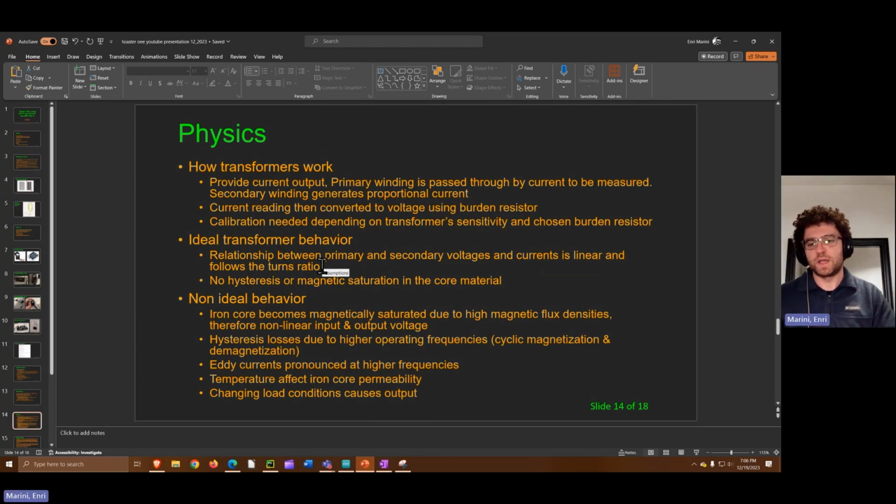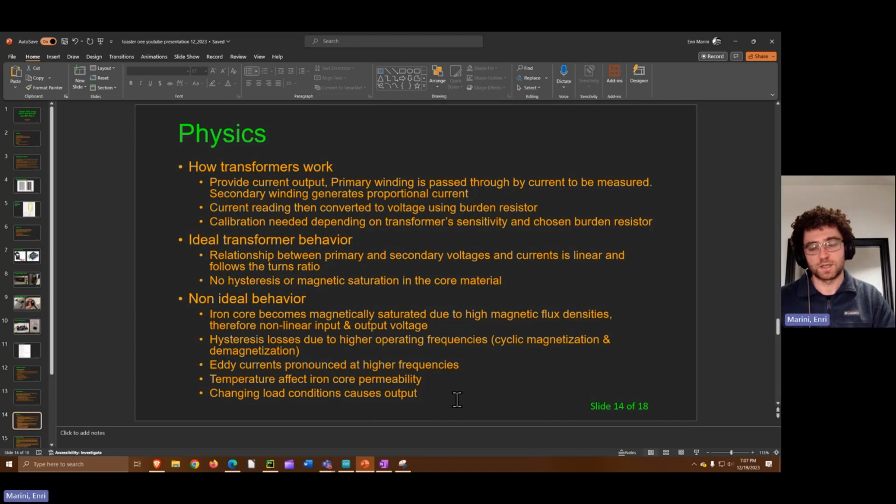And to take a step back, when I mentioned earlier that not a lot of other content explains this, so before diving into the realm of electronics, just some very basic fundamentals. The way the transformers work, you get a current output because your primary winding is passed through by the current to be measured, and then the secondary winding generates a proportional current. That's not always the case.